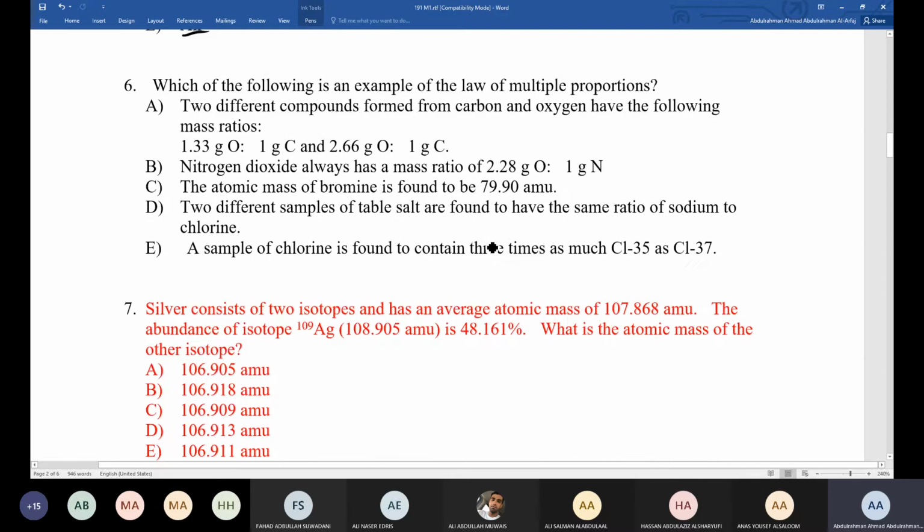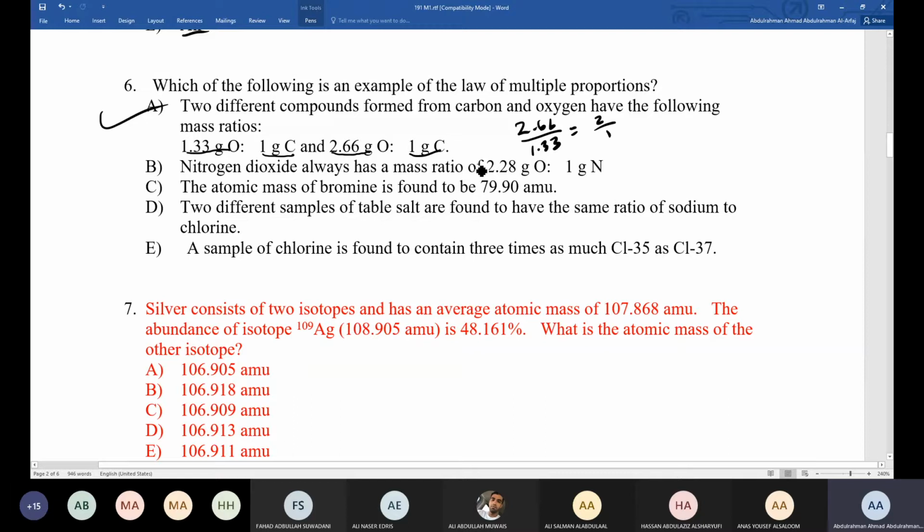Which of the following is an example of the law of multiple proportions? If we have 1.33 gram oxygen reacting with 1 gram carbon, and 2.66 gram oxygen reacting with 1 gram carbon. Is this the law of multiple proportions? Yes. Why? Because 2.66 to 1.33 is a whole number, a simple ratio, 2 to 1. And yes, this is the correct answer.